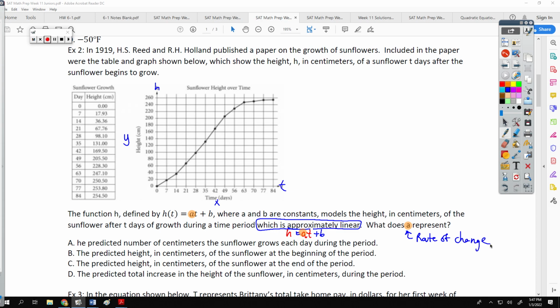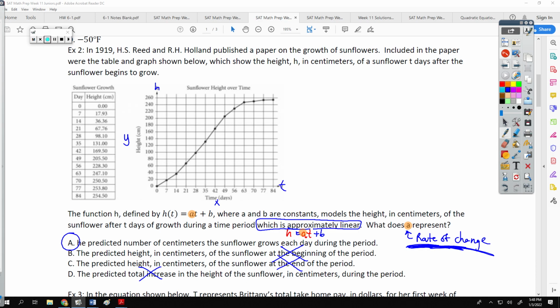So when we go to look at our answers, 3 of the 4 answers are eliminated immediately because B says the predicted height at the beginning. That's not a rate. C says the predicted height at the end. That is not a rate. And D says predicted total increase. That is not a rate. It has to be a rate of change, which means the answer has to be A.